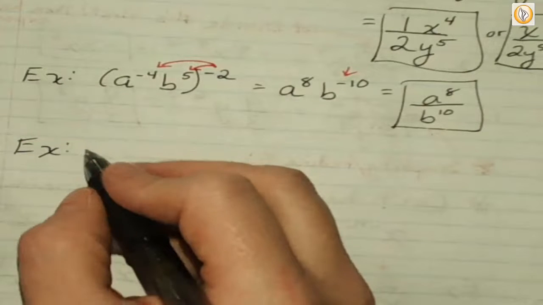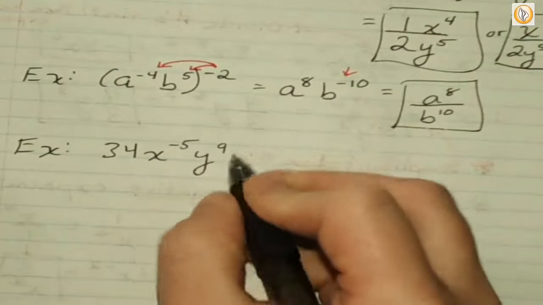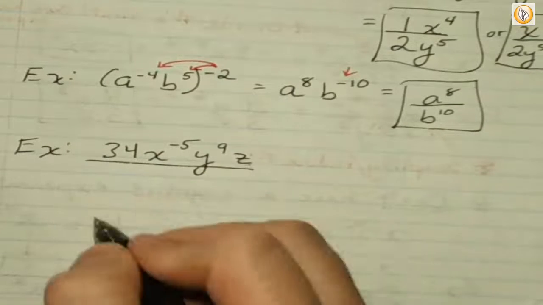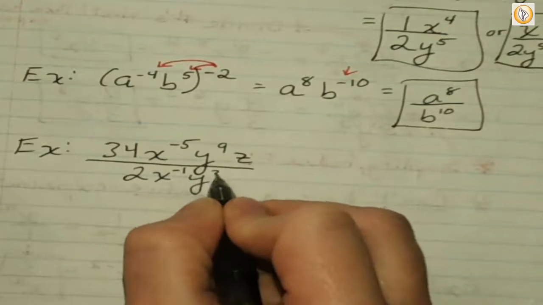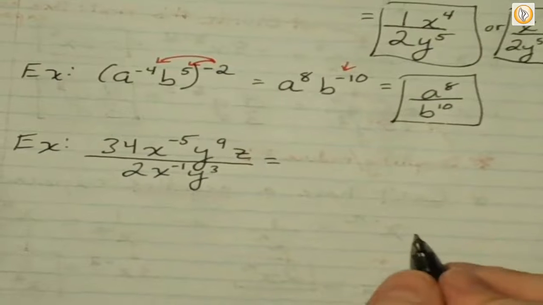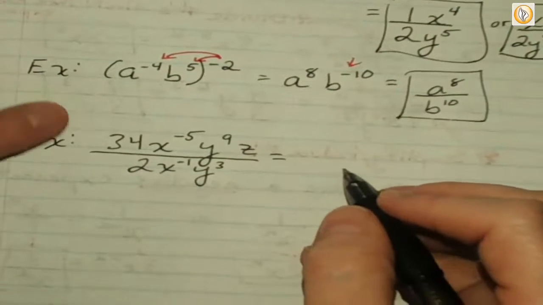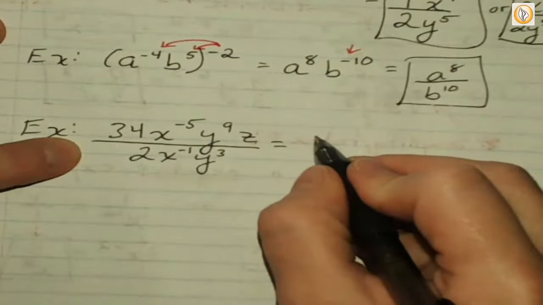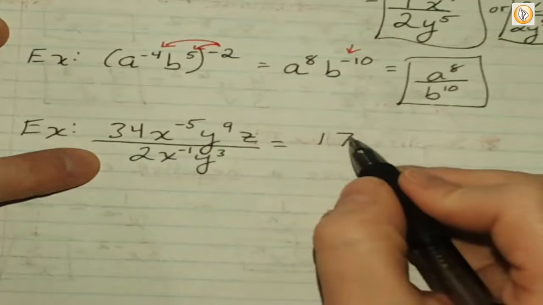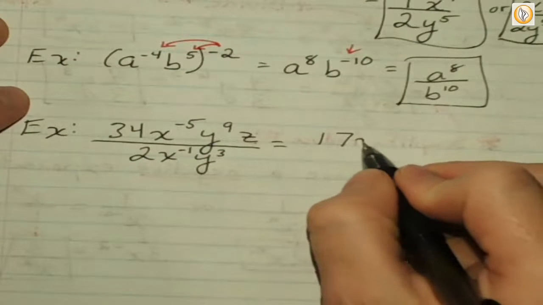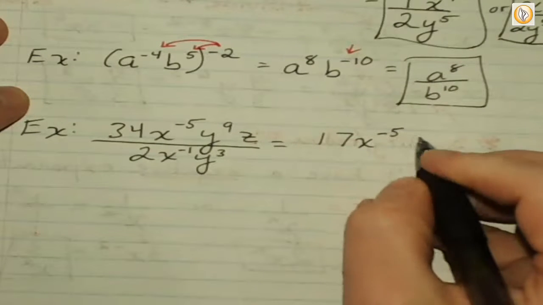All right, good. All right, 34x to the -5, y to the 9, z, they're all being multiplied together, over 2x to the -1, y to the power 3. All right, Taylor, what do I do first? First you divide, so that becomes 17. That's right. He divided 34 by 2. It can go in there evenly, so he's done that. And then that's x, -5 plus 1. Let's just work it out totally.